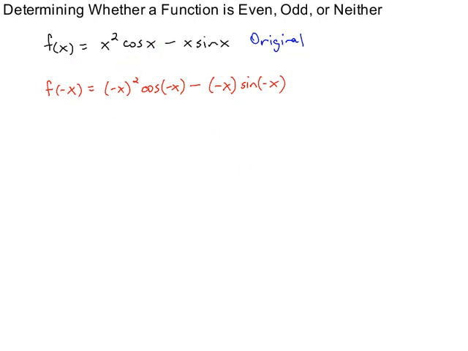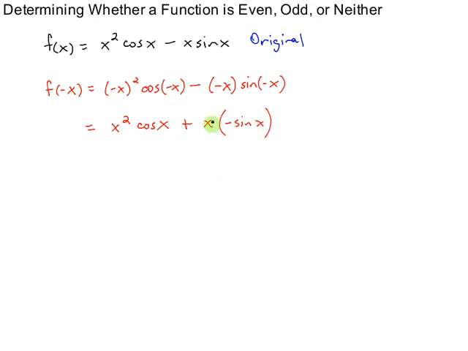Okay, now let's simplify this as much as possible. When you square this negative, it disappears and you just have x squared. Well, cosine is an even function, so this negative also disappears and just gives you cosine of x. And lots of ways to deal with this last one. Minus a negative x becomes plus a positive x. Sine of negative x is the same thing as negative sine of x.